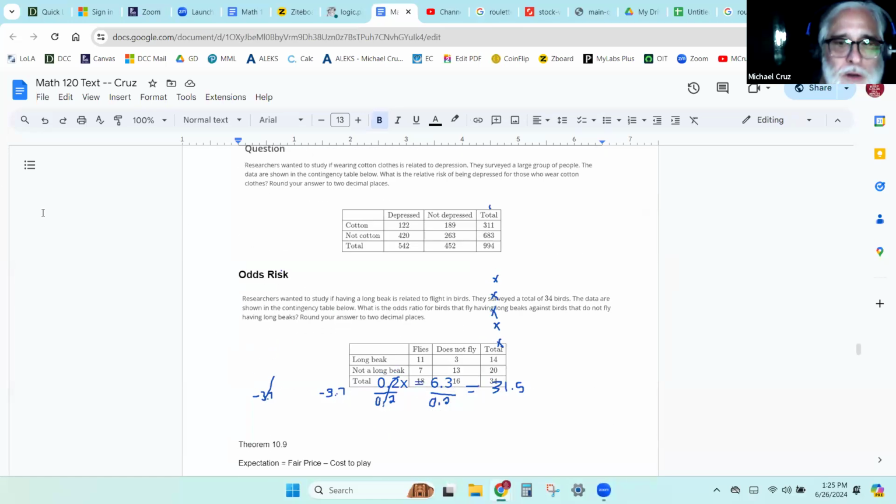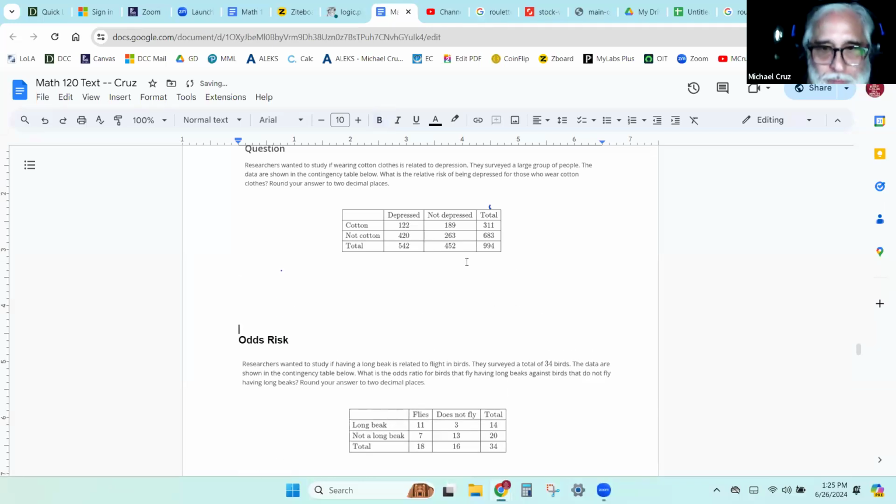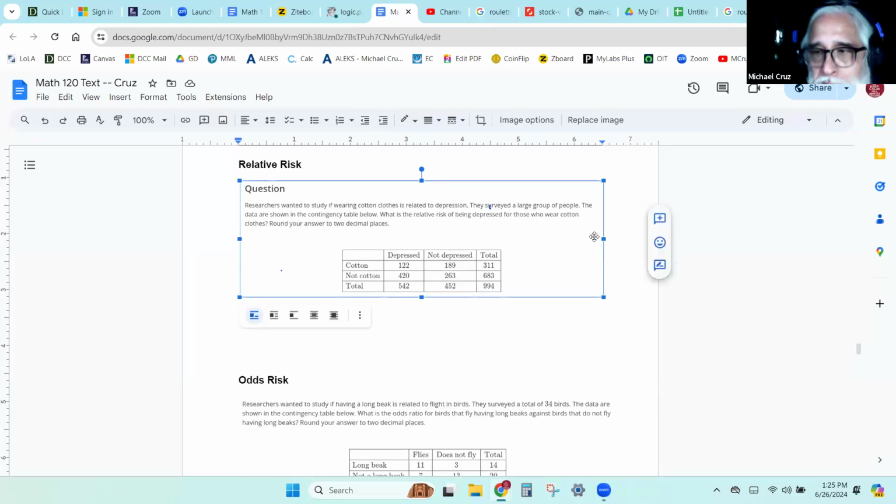All right, so these are the ones that gave me a headache last night. I had to get up early. But again, it's really just giving the, you're doing a proportion twice. See if we can make this a little bit bigger.